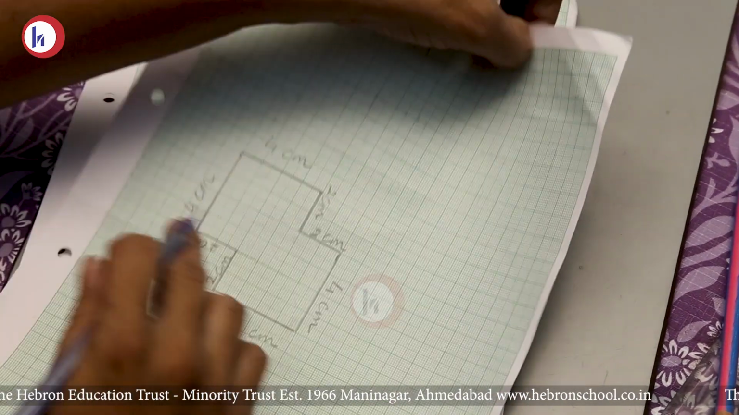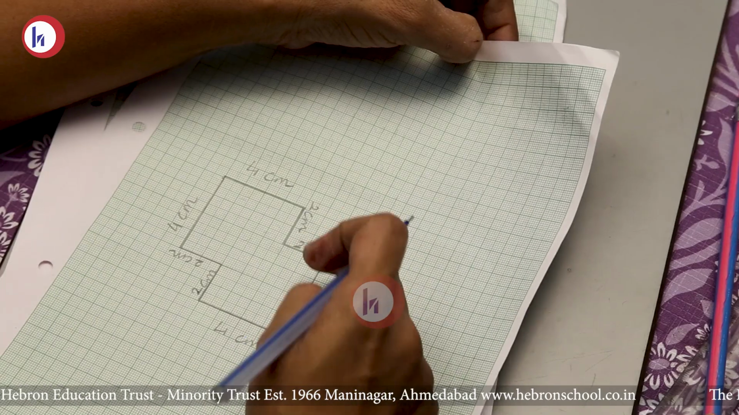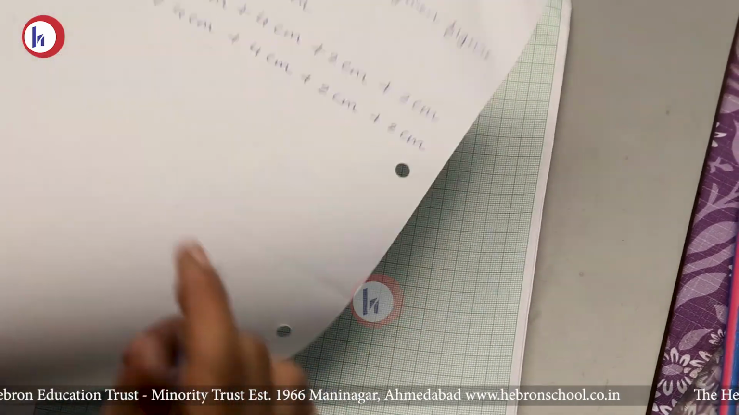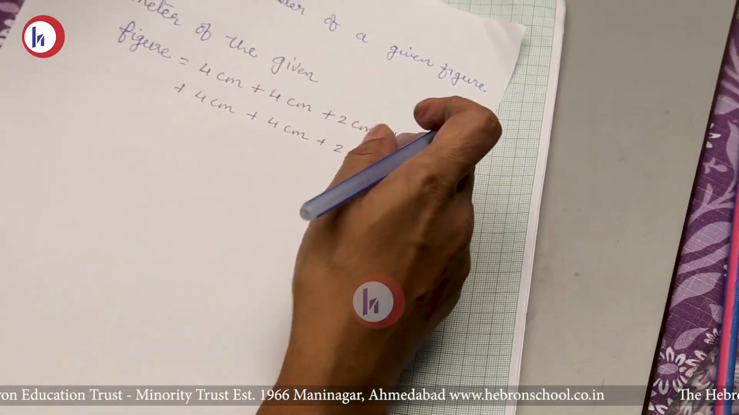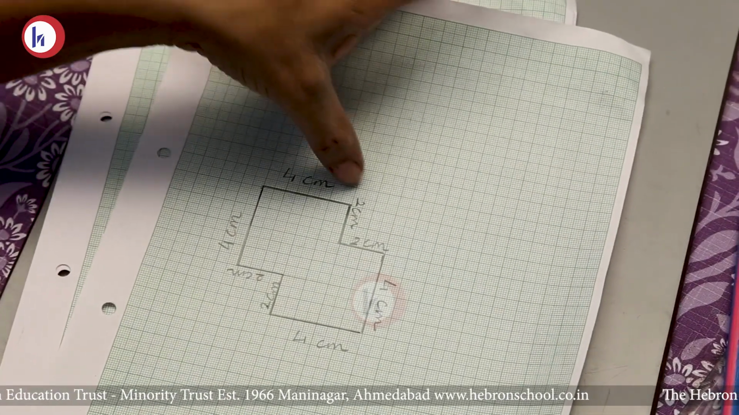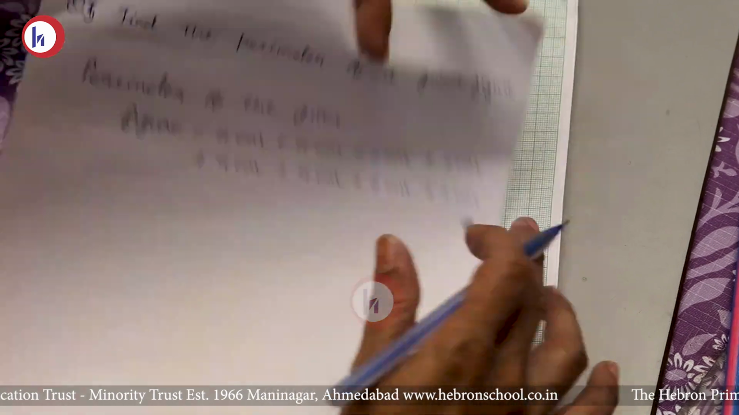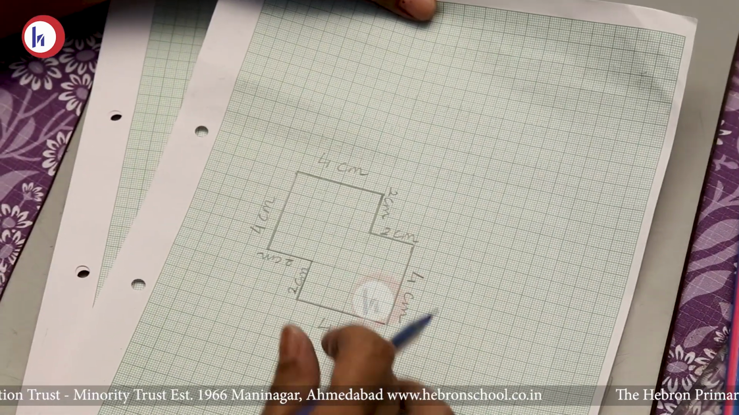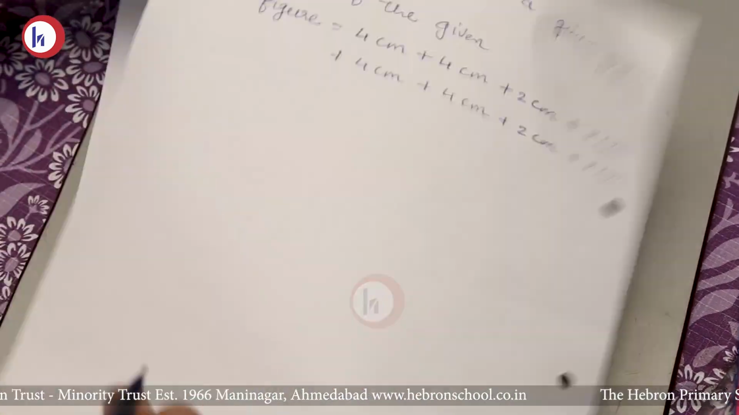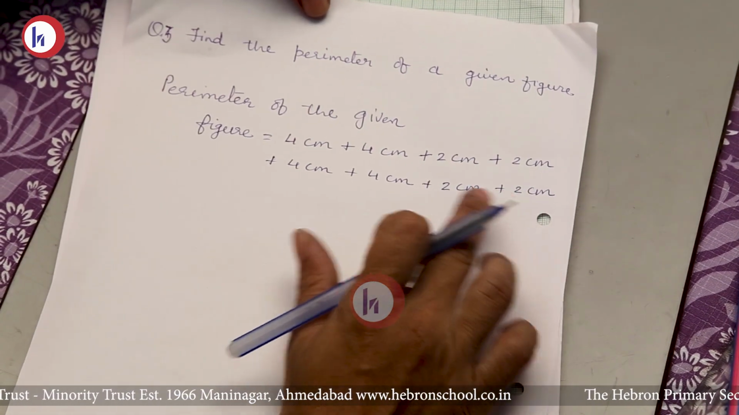See, all we counted. 1, 2, 3, 4, 5, 6, 7, 8. 8 sides. Then 4 plus 4 plus 2 plus 2, 4 plus 4 plus 2 plus 2, 4 plus 4 plus 2 plus 2, 4 plus 4 plus 2 plus 2.